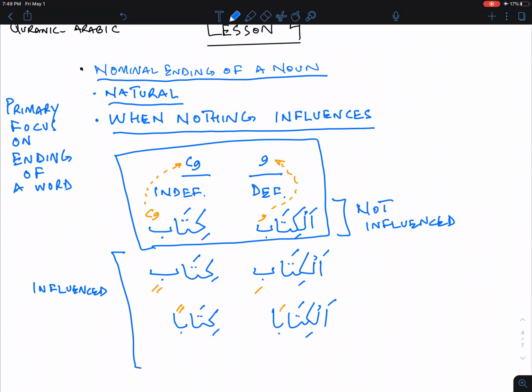So hopefully this was helpful. It summarizes definite and indefinite. Inshallah, in the next lessons we'll go through the examples.